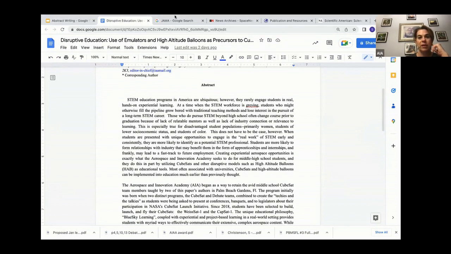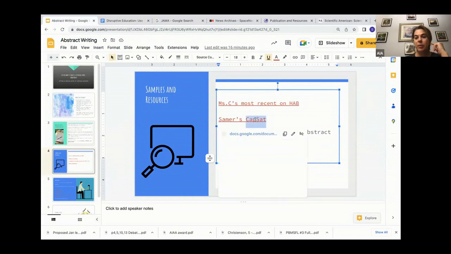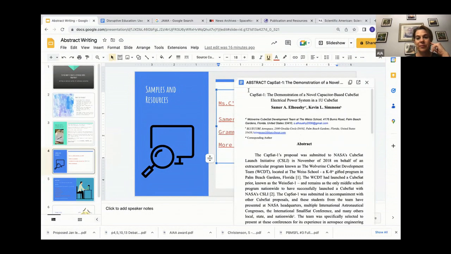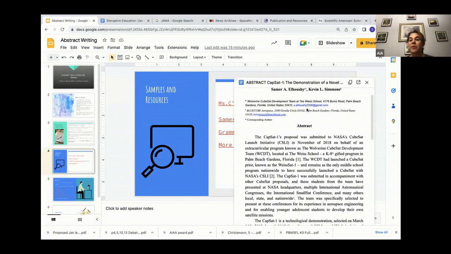Let me move this out of the way. So let's look at Sammers from CapSat. This was back in the day, folks, back in the day. Is it on your screen where you guys can see it? Because I'm not able to see it. Let me move folks out of the way. All right, same thing again.